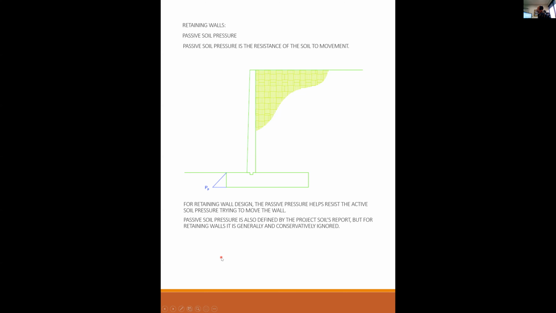However, passive soil pressure is also defined by the project soil report, but for retaining walls, it is generally and conservatively ignored. Why? Why would you ignore the soil over here that's helping you? Any ideas? Too small. It's very small. That's one reason. There's two other reasons I can think of.